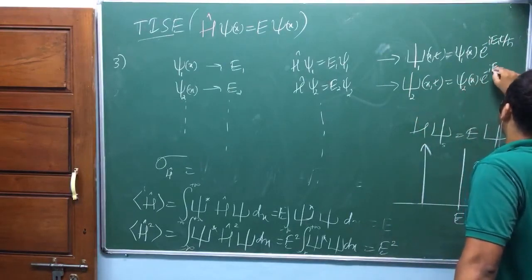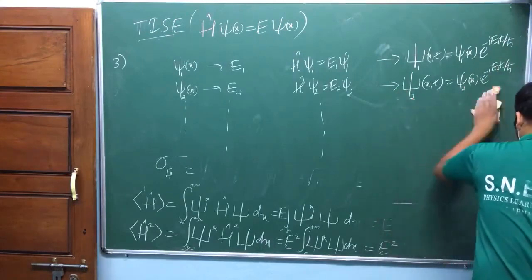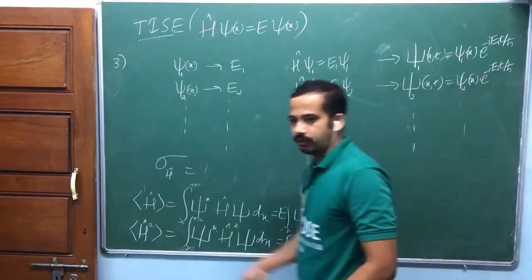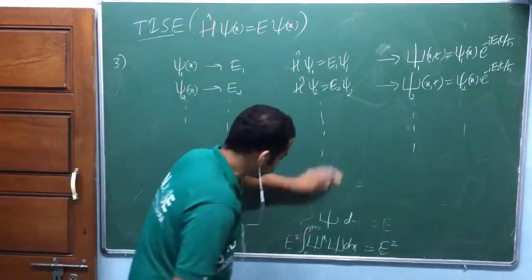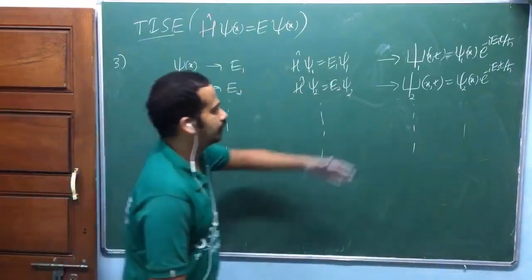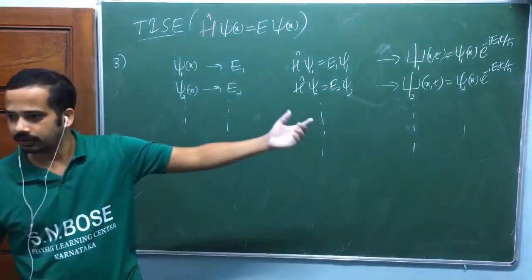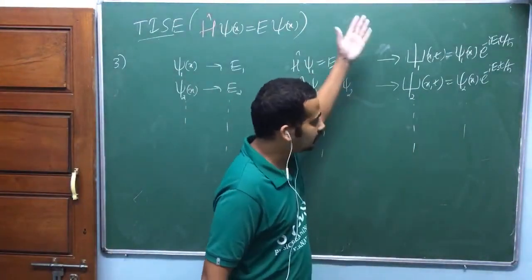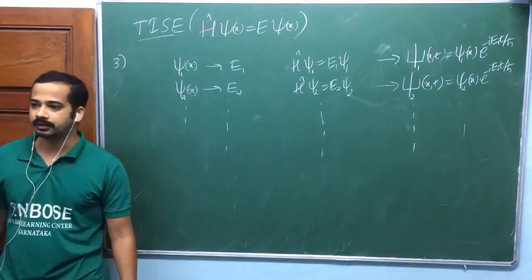e power minus i E2 t by h bar, and so on. You will end up with this situation when you solve the time independent Schrodinger equation. Now look at here, this is also a solution. These are all solutions of the time dependent Schrodinger equation, isn't it? Now a linear combination is also a solution. Linear combination is also a possible state.